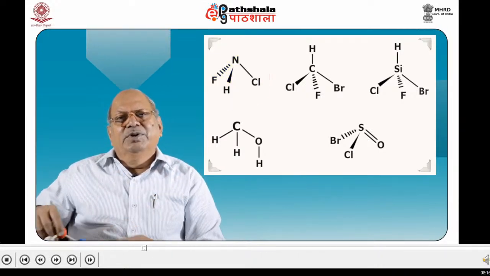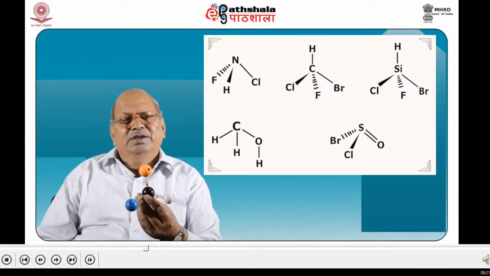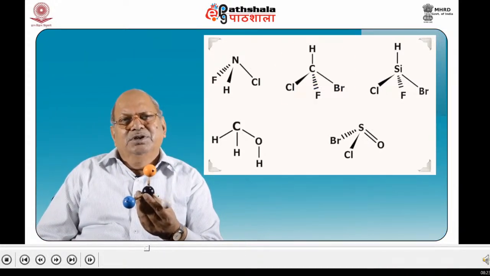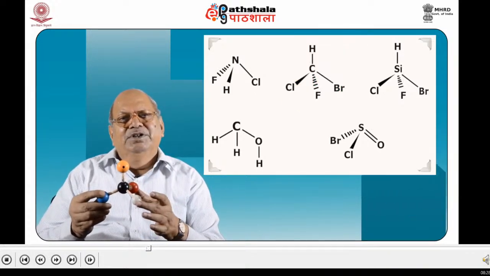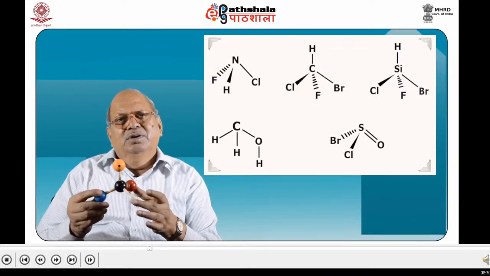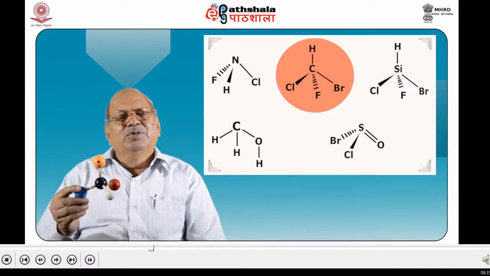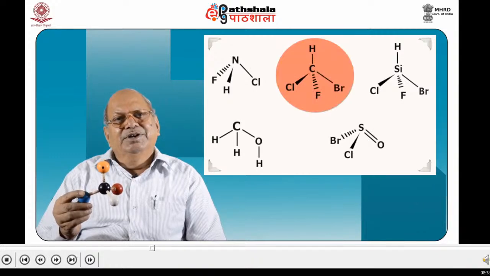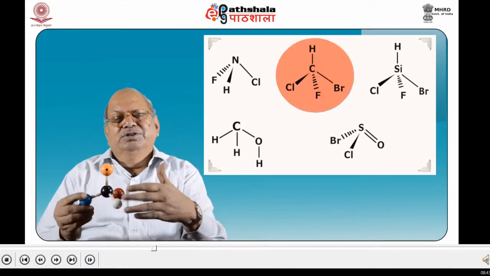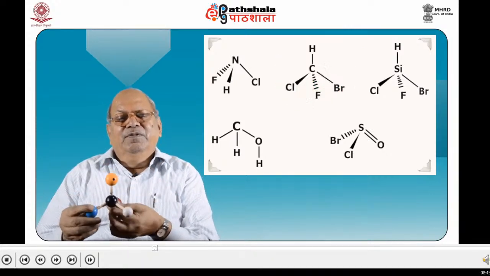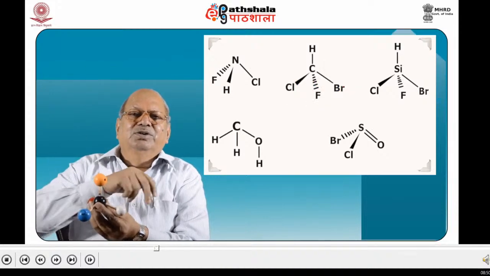Let us take another common example of a molecule like this, with four substituents nearly along the four corners of a tetrahedron. I am having hydrogen, fluorine, bromine and chlorine. Does this molecule have any symmetry elements? If I pass this C2 axis, it is not there because this and this cannot be reflected.